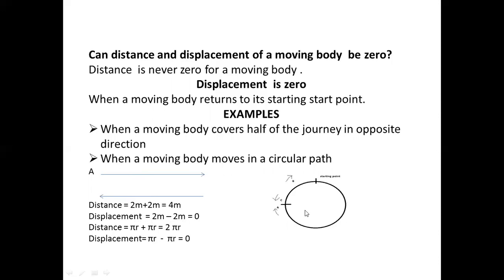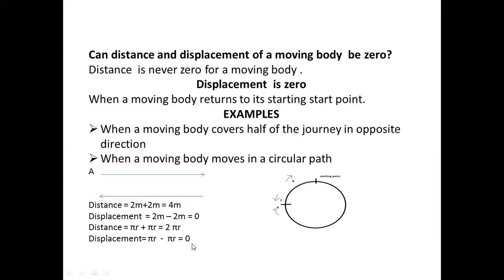So when it is moving in a circular path, it starts from a starting point and it returns to the starting point. So the displacement, again, is zero, but distance will be equal to the length of this circular path, which is equal to the circumference of the circle, 2 pi r.